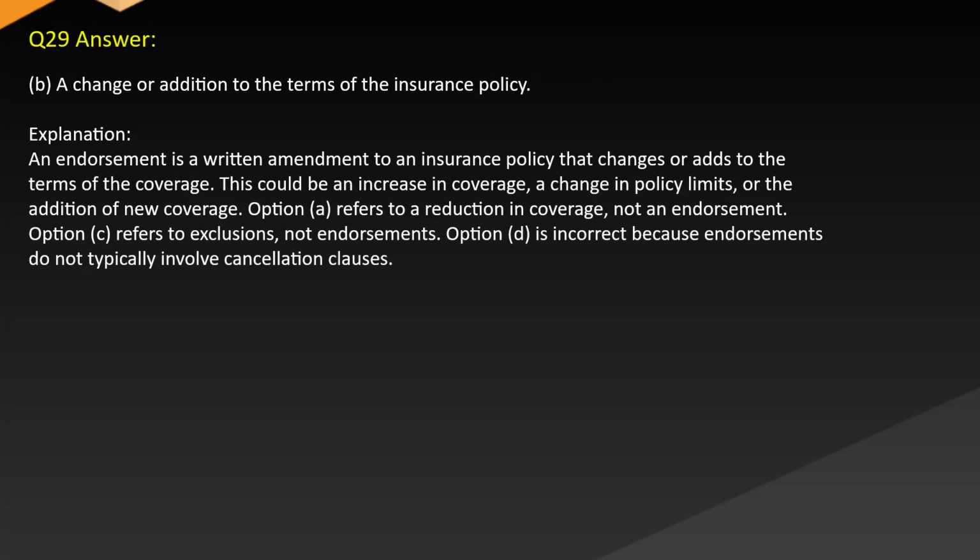Answer: B. A change or addition to the terms of the insurance policy. Explanation: an endorsement is a written amendment to an insurance policy that changes or adds to the terms of the coverage. This could be an increase in coverage, a change in policy limits, or the addition of new coverage. Option A refers to a reduction in coverage, not an endorsement. Option C refers to exclusions, not endorsements. Option D is incorrect because endorsements do not typically involve cancellation clauses.